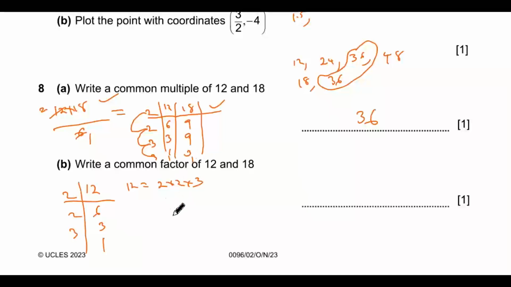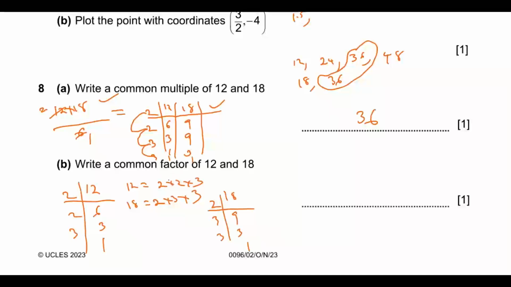So we can do the same thing for 18. So we have 18 here. So let's divide this separately. 2 goes in 18, 9 times. 3 goes in 9, 3 times. 3 goes in 3 once. So that means 18 is equal to 2 times 3 times 3.